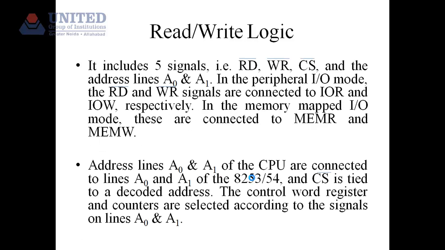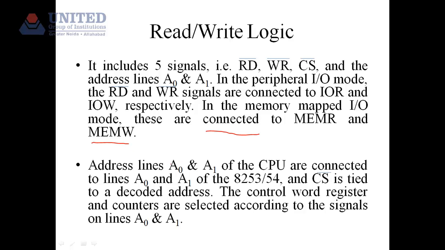Read write logic, as we all know, this is the main brain of the whole IC. It is the control logic unit. It includes 5 signals. We have already seen them in the block diagram: RD bar, WR bar, CS bar, A0 and A1. And in the memory mapped input output mode, these are connected to MEM R bar and MEM W bar, which are the memory read and write operations.